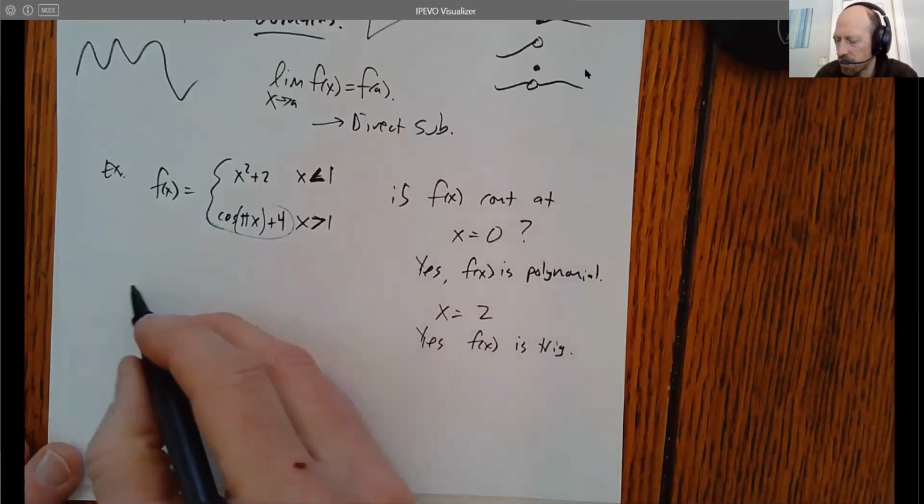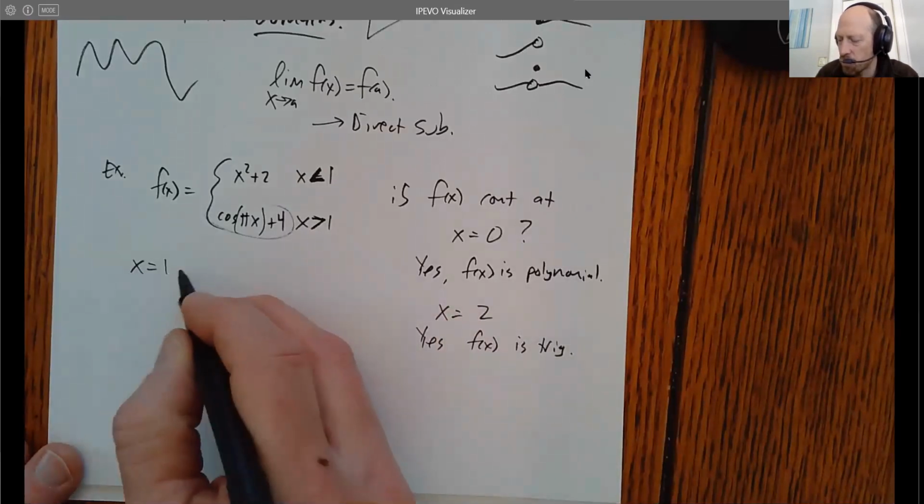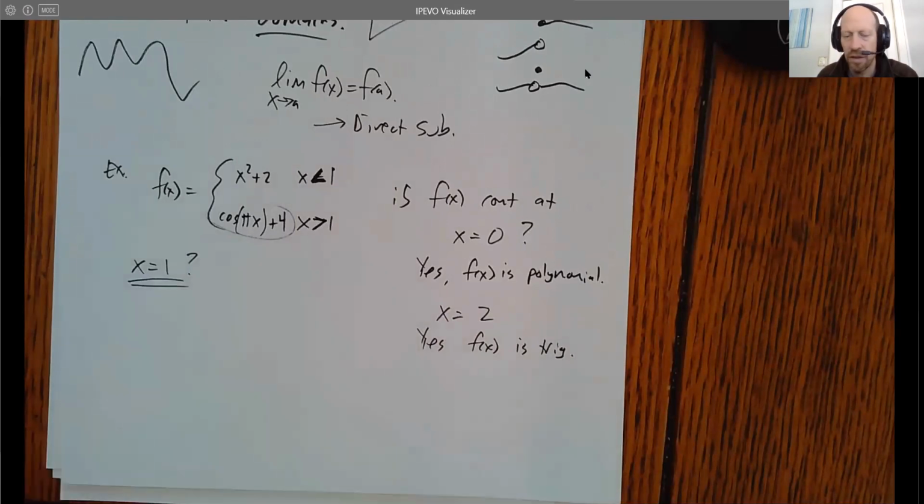So the real question, the most interesting question is, what about at x equals 1? Is it continuous at x equals 1? Well, as I've written it, it is not, because what is f of 1? I didn't even define f of 1. There's a hole in this function at 1. It's not defined. So no chance of being continuous.